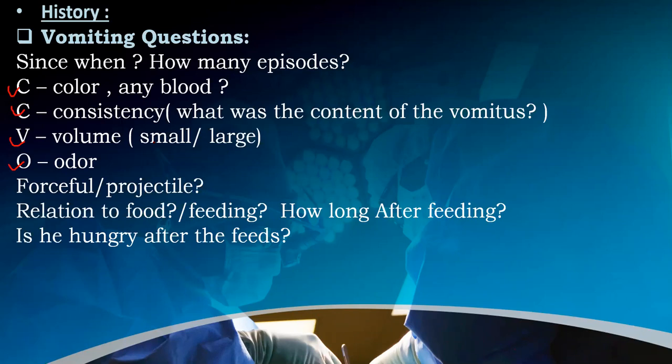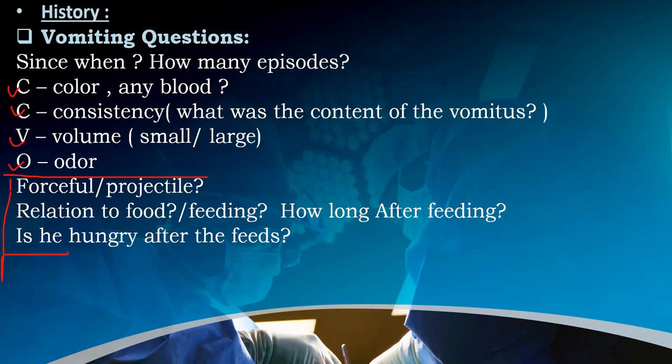You can ask, was it profuse or small in amount? So we need to find out the volume, small or large in amount. And is it foul smelly or not? So this is called CCVO. So what is the color of the vomitus? Any blood in it? What was the content of the vomitus? Was it small or large in amount? And is it foul smelly or not? Now for vomiting, we need to ask these questions. These are very important and it can even give you the diagnosis.